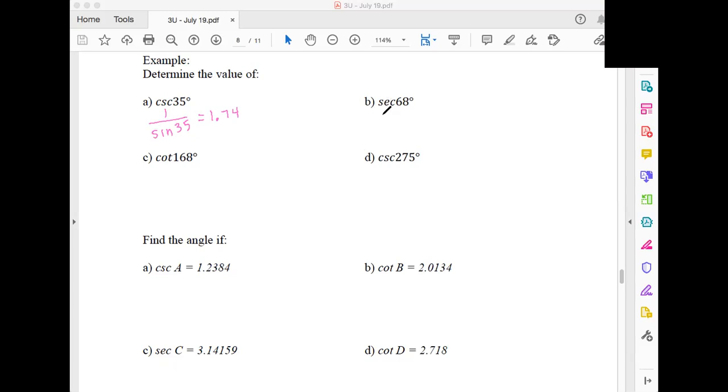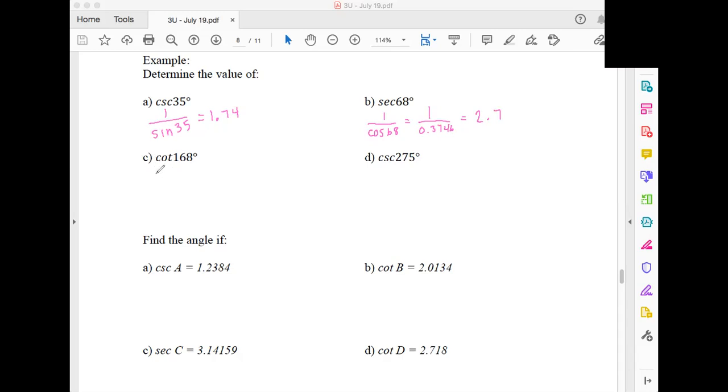So we've got secant of 68. Secant is the reciprocal of cos, so you do 1 over cos of 68. I just do cos of 68 in the calculator to get that decimal, 0.3746. And then in the calculator, I do 1 divided by 0.3746, which gives us 2.7.